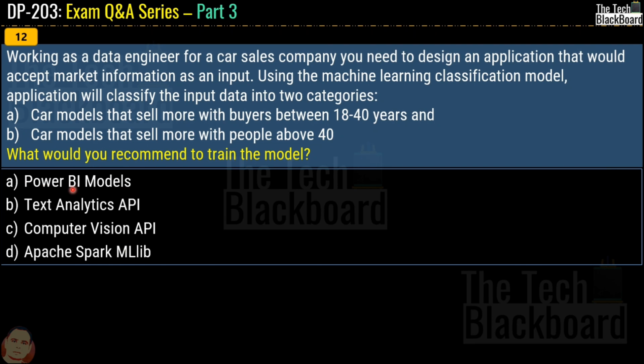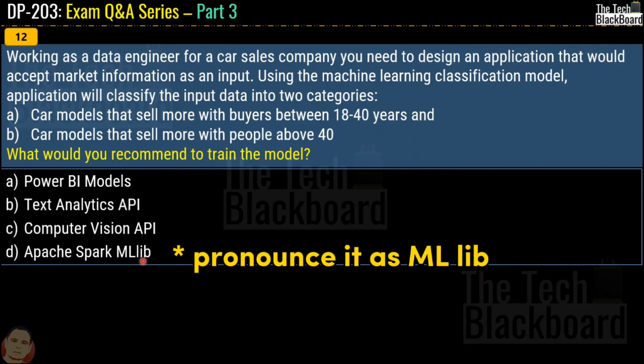Your options are Power BI models. The second one is Text Analytics API. The third one is Computer Vision API. The fourth one is Apache Spark MLlib. If you don't know, MLlib means Machine Learning Library. The correct answer for this question is option D, Apache Spark MLlib.